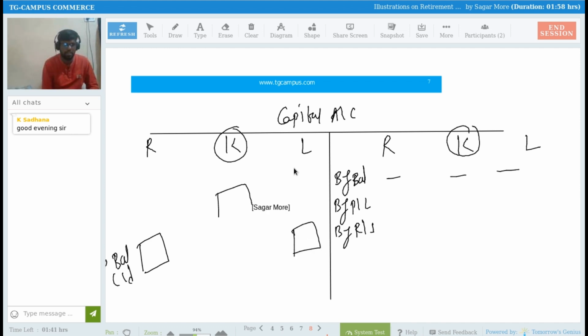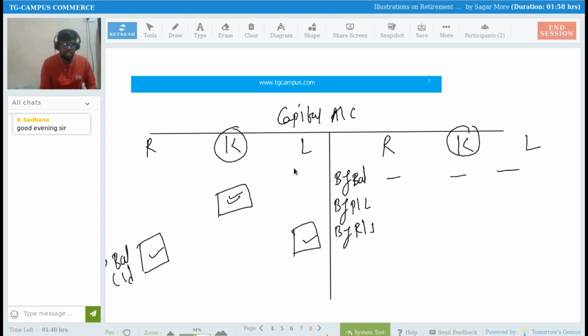Kale is retired, so whatever balance is there, that we have to pay. That is not a big deal. I can find out the balance, and if it is given in the question that we have to pay, I will pay. If it is given in the question that we are considering it as a loan, then I will transfer that to the retiring partner's loan account. But what is important is how to calculate Rohit's and Lokesh's capital.